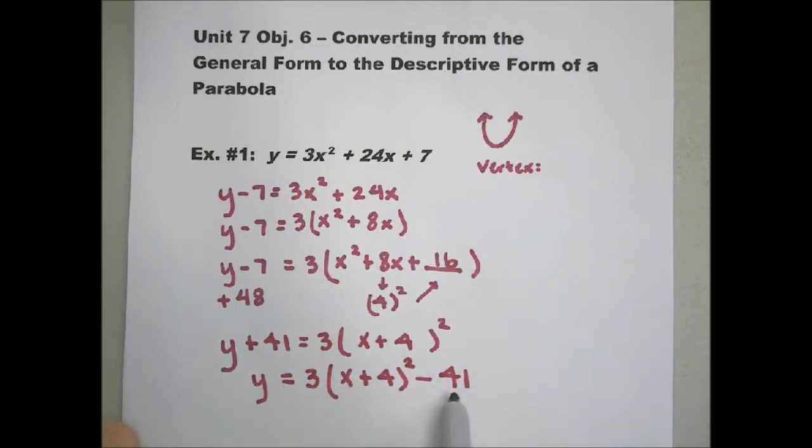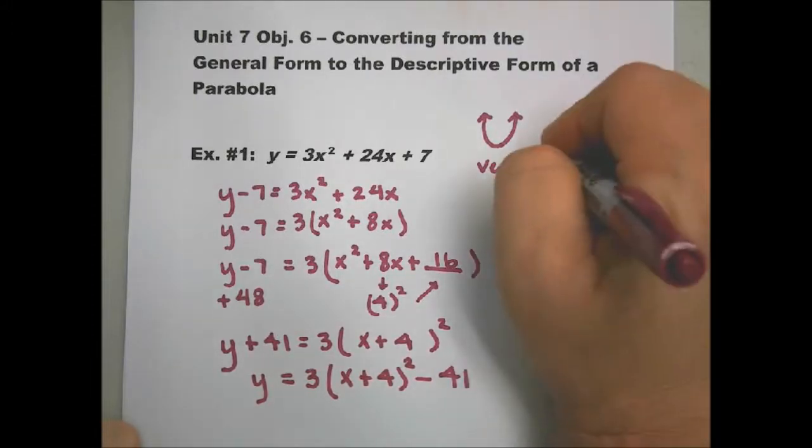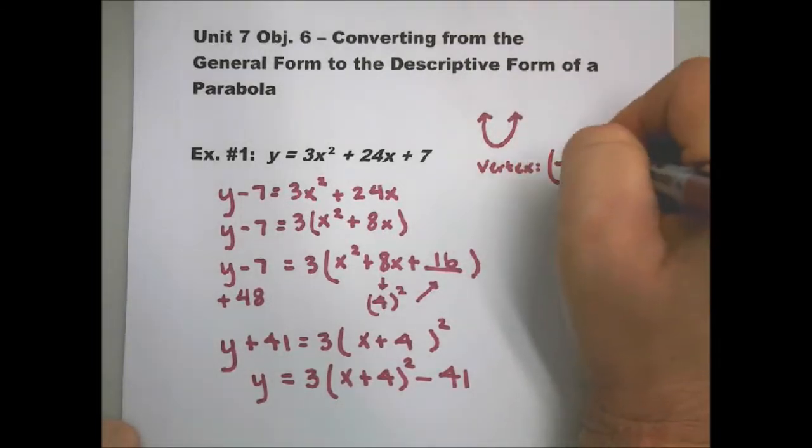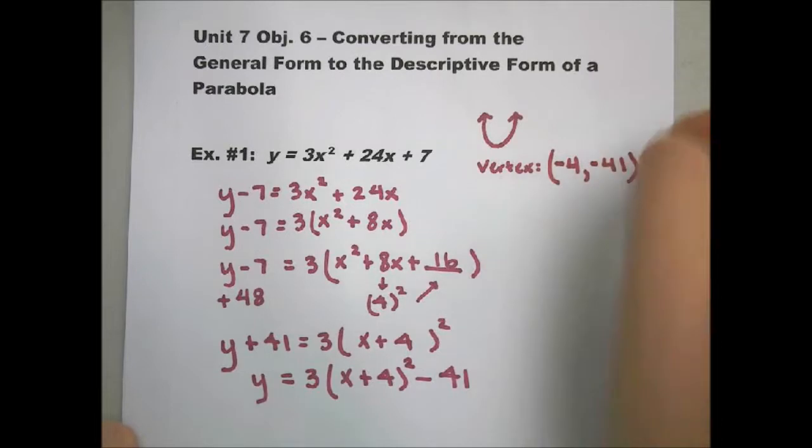And what was the benefit of the descriptive form? I can tell you exactly where the vertex is right now. It's the opposite of this, so the x-coordinate is negative 4, and it's the same as that, so the y-coordinate is negative 41, so the vertex is negative 4, comma, negative 41.